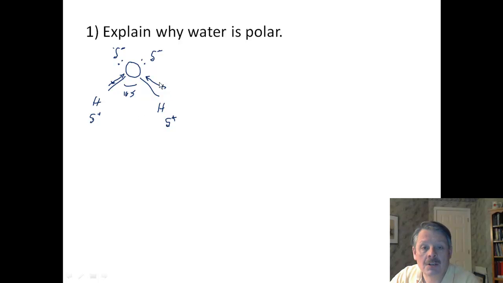Now, because there is a large difference between oxygen and hydrogen, there's a large electronegativity difference. The electrons spend significantly more of their time near oxygen than they do near hydrogen. So this creates a very polar bond. So it creates a very polar molecule.